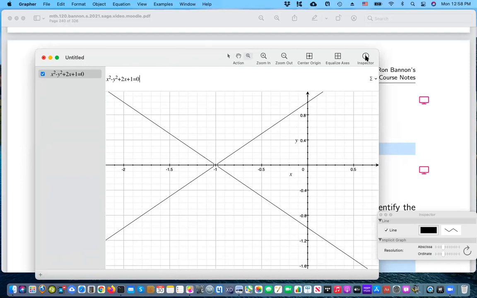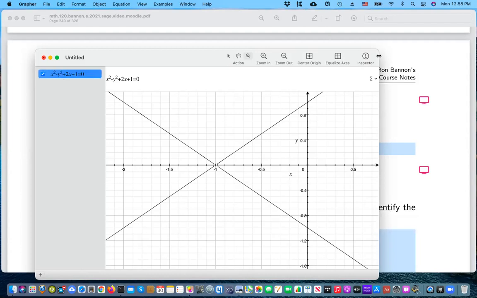And so I'm going to get the inspector out. And I want to improve the resolution of this plotting, right? So you notice I have the abscissa, this is the resolution over here. I was going to try to get it to look a little bit better.